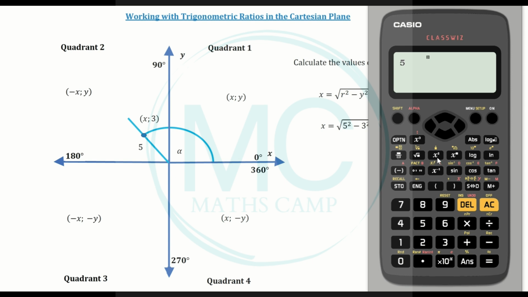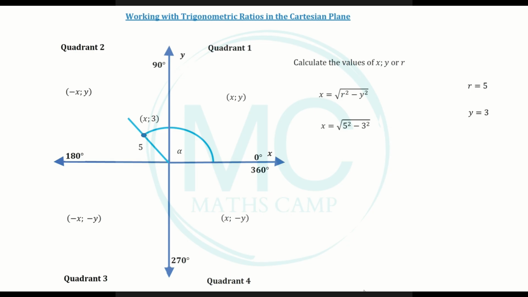We can say 5 squared minus 3 squared is equal to 16. Square root our answer, and we get 4. But remember that the root of a value could be positive or negative, which means x could be equal to positive or negative 4. Now we need to look at our quadrant to determine the actual value of x. Our point lies in quadrant 2, and in this quadrant, the x coordinate is always negative, which means that x is equal to negative 4.